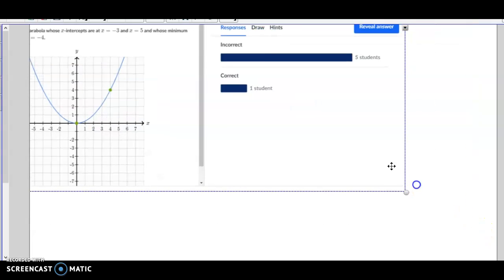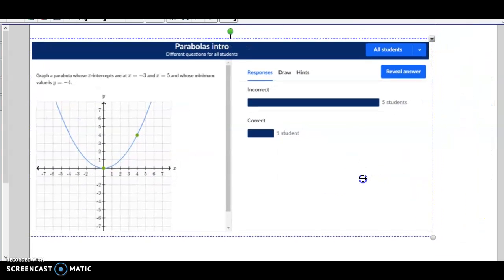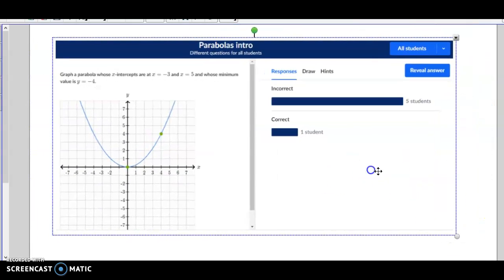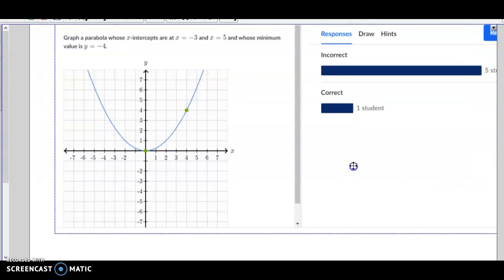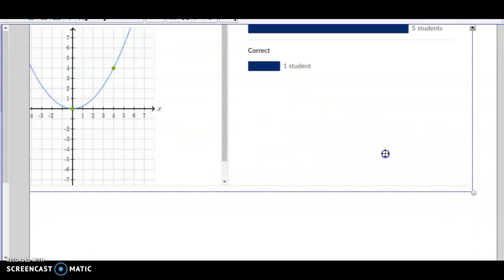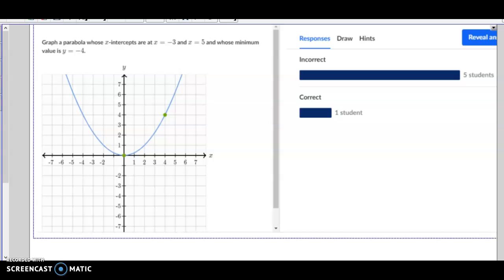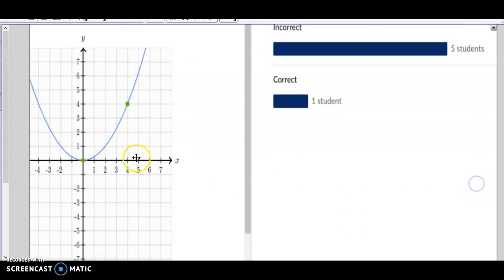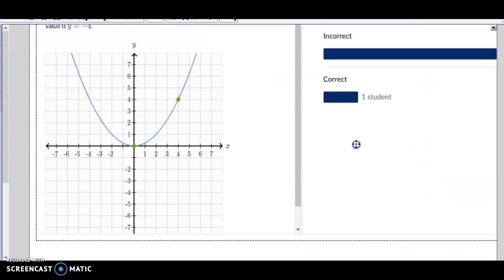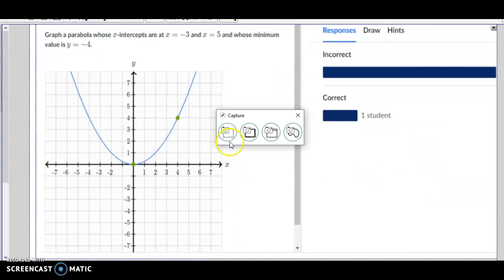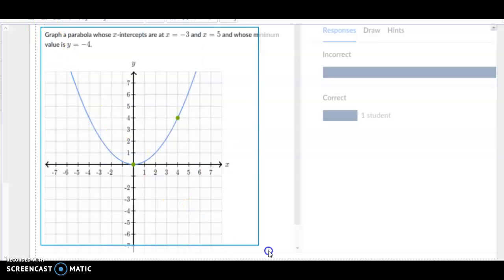So I was noticing this is one of the assignments that I had assigned to you guys through Schoology on the Parabolas intro, and I was noticing that 5 students got this problem incorrect. So I thought that maybe this would be a good opportunity to go over it. So let me just get a real nice blown up version of this problem to show you guys. So here we go. I'm just going to put this on a new screen so it's nice and big.